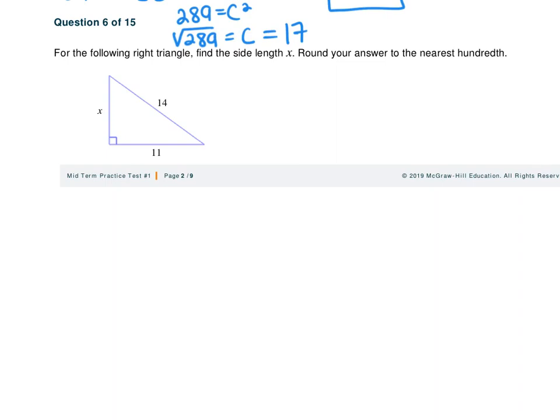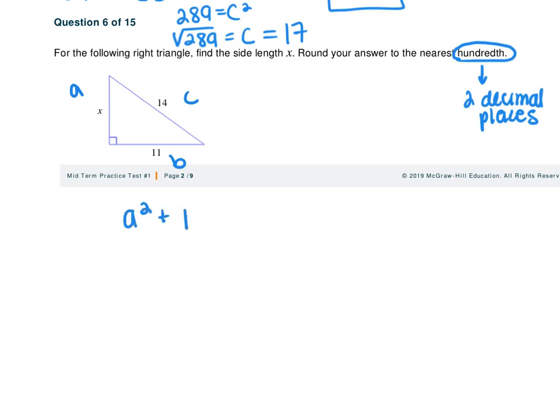Question 6 here, it's asking the same thing, and it's asking us to round our answer to the nearest hundredth. So if you remember that, that's going to be 2 decimal places. Now, this problem is going to be a little bit different because from my a, b, and c, I'm given b and c, but I don't know a in this case. So from my a squared plus b squared equals c squared, this time I'm looking for a. So I have a squared plus 11 squared equals 14 squared.